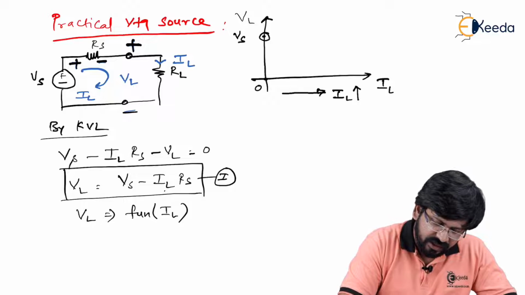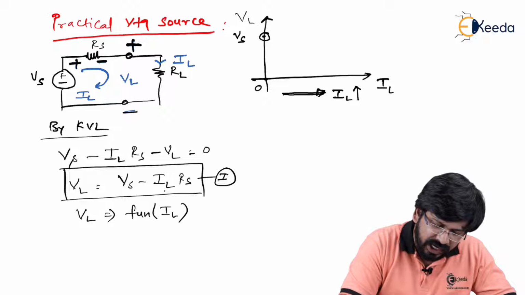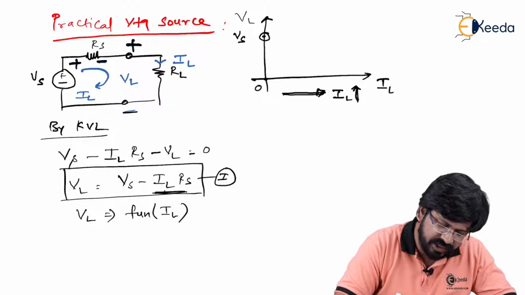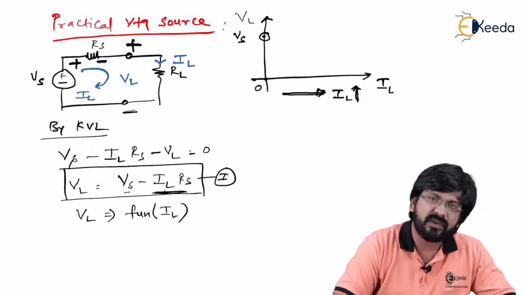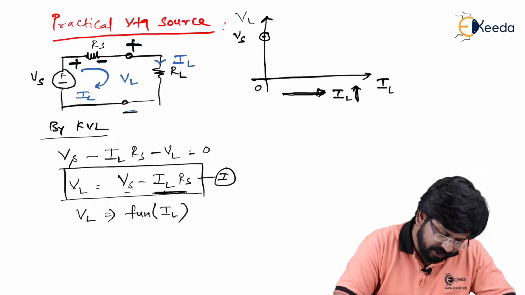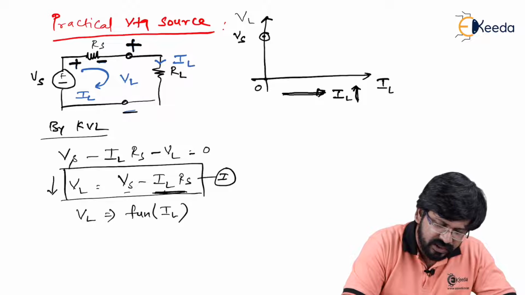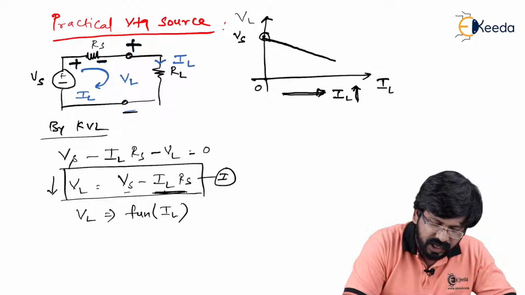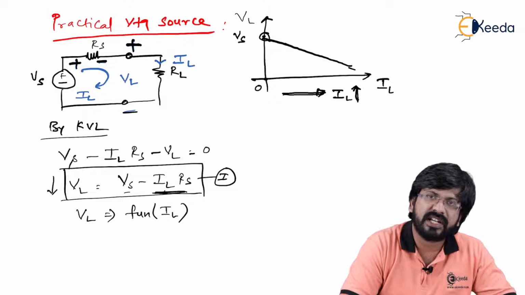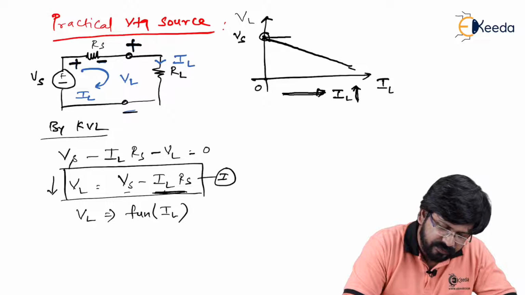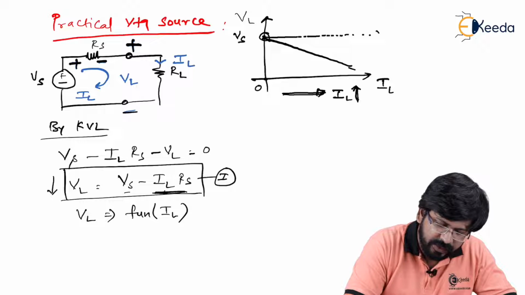Thereafter, as I said, the moment you progress in this line, your IL is increasing. If your IL keeps on increasing, this second term keeps on increasing. You know that your Vs value is constant. So if the second part increases, because of more subtraction happening, VL will start reducing. So as soon as IL increases, VL starts reducing. At any moment, it might happen that VL will reach 0, which is undesirable. What is expected is that VL should remain at Vs.